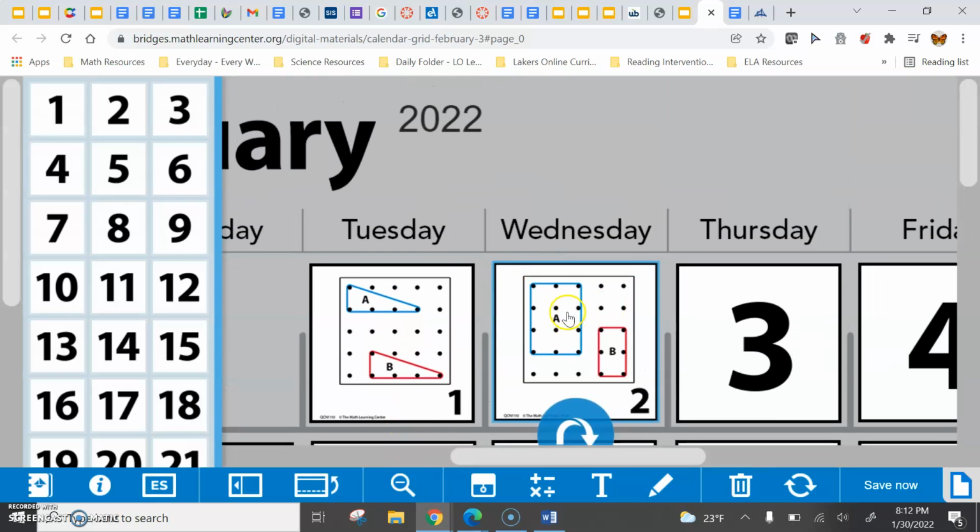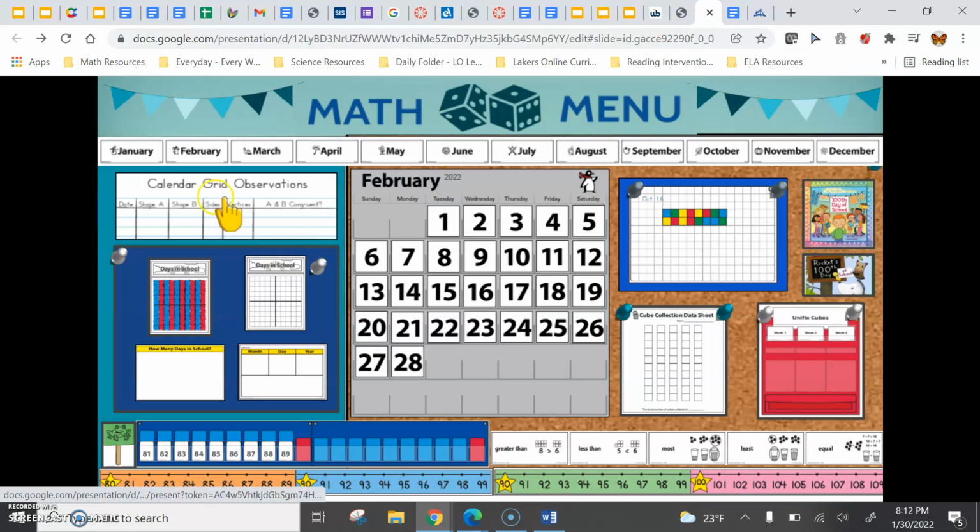We have two shapes, two rectangles. So it's the same shape. But if you look at shape A and shape B, are they the same size? If they are not the same size, then they are not congruent. They have to be the same shape and the same size. So these two are not congruent. We will put that information on our calendar grid.